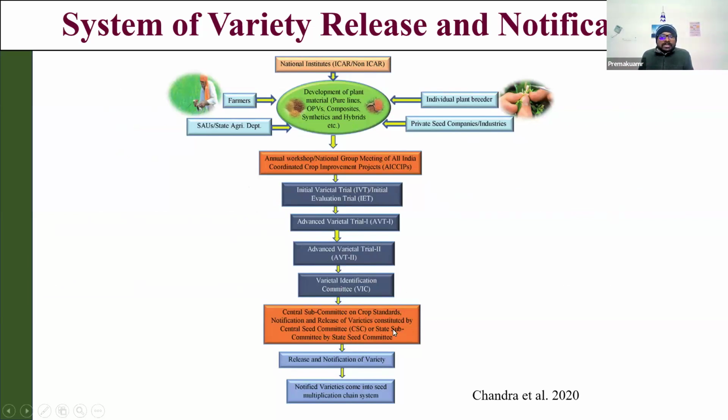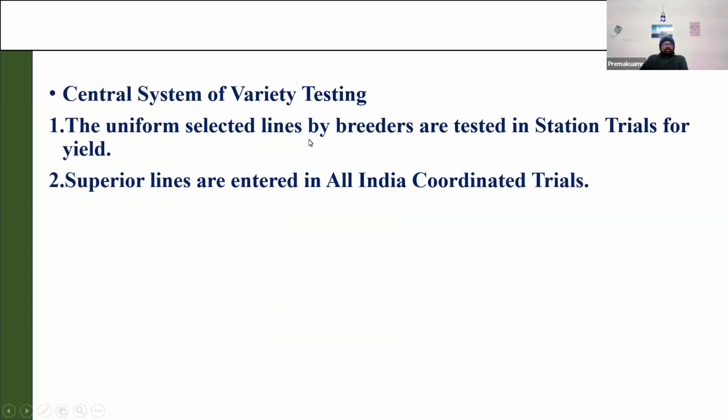Then a committee will be set up, the proposal will be sent, and the state seed committee organizes a committee. They will decide whether the variety is meeting the value for cultivation criteria, then it will go for release and notification. Then it will enter into the seed multiplication chain. This is how the varietal release system takes place in India. Understood? Any doubts from this?